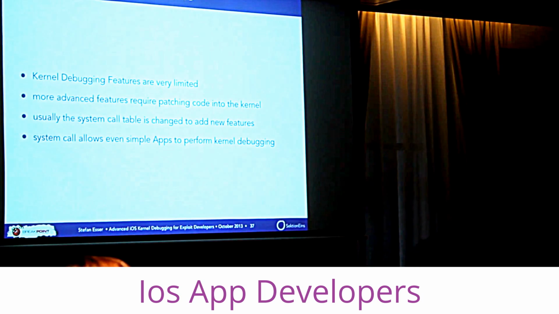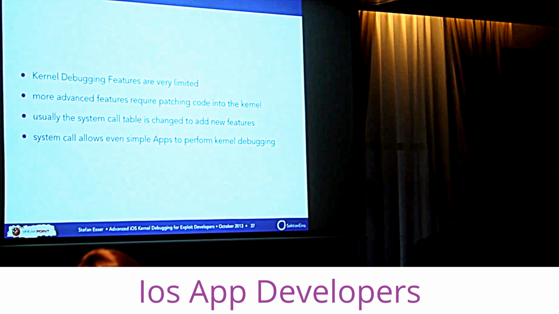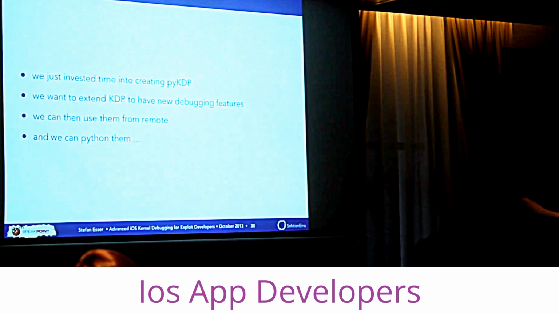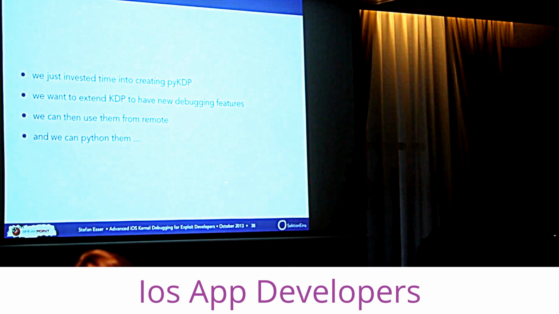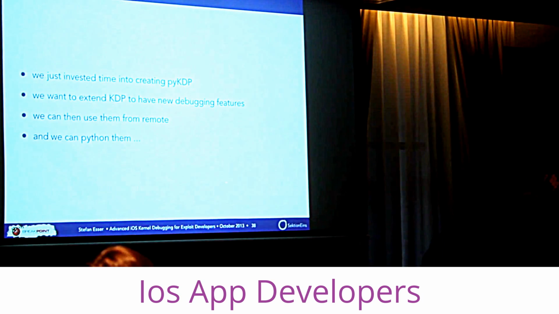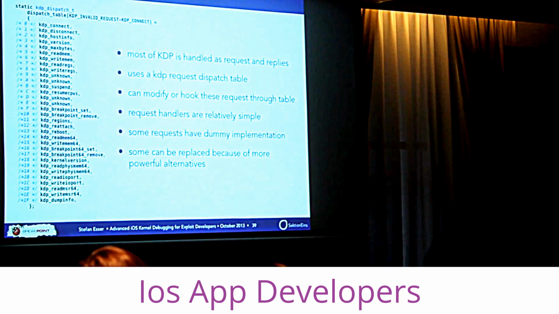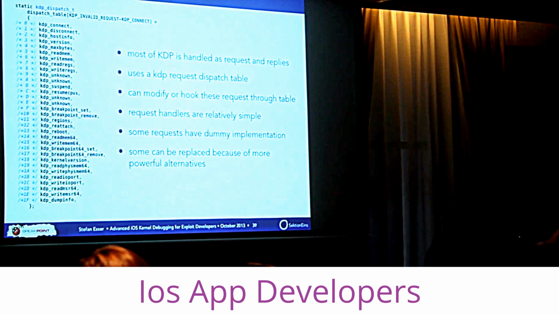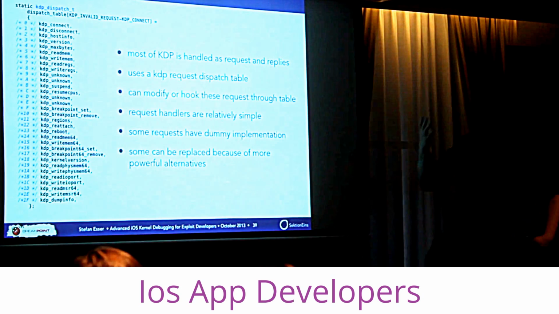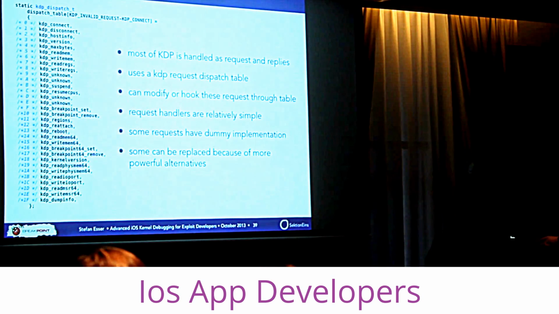Okay, so this has been done a lot of times. Comex even released source code for that back in the iOS 4 days. So I wanted to do something new. Because I just invested time to create PyKDP, I wanted to add features to KDP so that I can use them remotely and script these features in Python. In order to do that, you have to look into the actual source code of XNU, which is basically the macOS X kernel, but is also very similar to the iOS kernel.